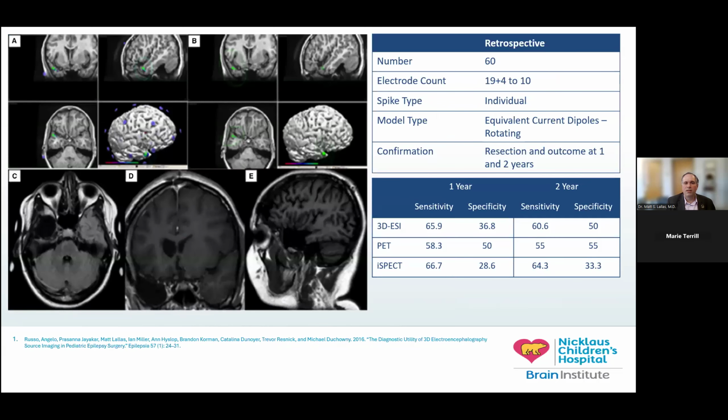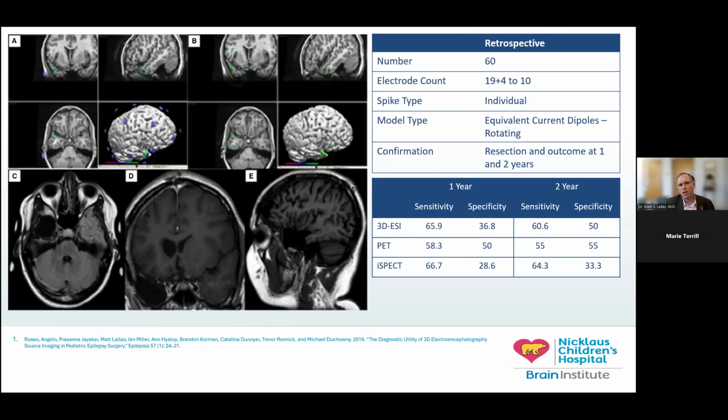We also looked at this in a number of our patients retrospectively, and this was a review of 60 patients where we did something slightly different. Here we're looking at individual spikes, and we were modeling dipoles rather than modeling the distributed models. And our electrode count was a little different because for our practice for a long time, we have utilized the standard 10-20 plus some subtemporal electrodes. But if we have pre-admission data where we understood where the seizures were coming from, or we had a good hypothesis about where the seizures may be generating from, we might add up to 10 additional electrodes to the area of interest so that we could better localize in that region.